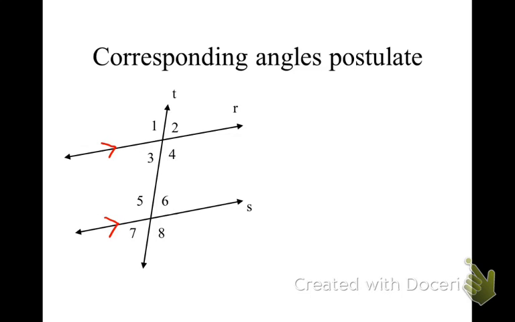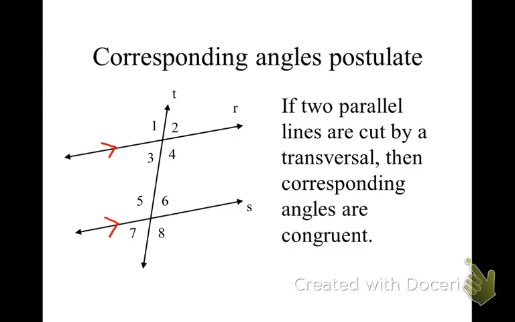Okay, so the corresponding angles postulate, remember, a postulate is something that we're going to accept without proof, and that is because we can't prove it. But if we have parallel lines R and S and they're cut by a transversal, then corresponding angles are congruent. So this is the one where we would expect angles 1 and 5, angles 3 and 7, angles 2 and 6, angles 4 and 8.